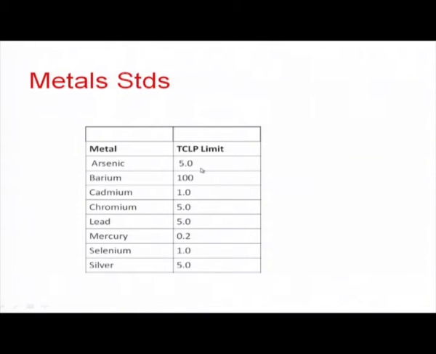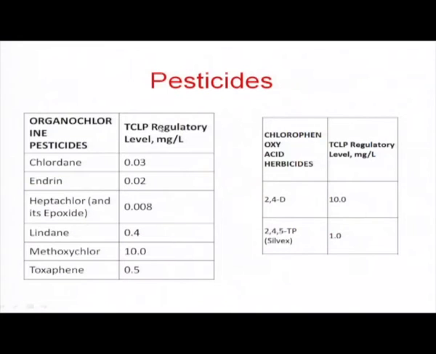So, roughly 1000 times, I am sorry, 100 times more than the drinking water standard for almost all of these constituents. Even organics like pesticides are controlled by this. The TCLP regulatory level should not exceed this value. For chlordane, it is 0.03, endrin 0.02, heptachlor 0.008, lindane 0.4, methoxychlor 10, and this it is 0.5.